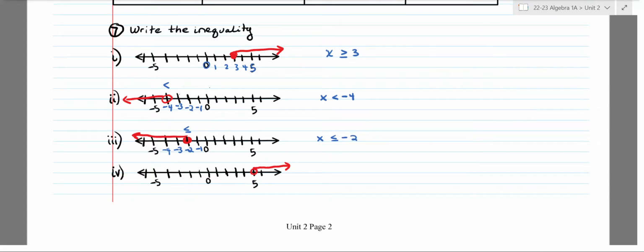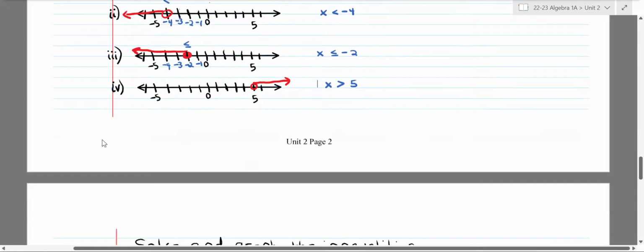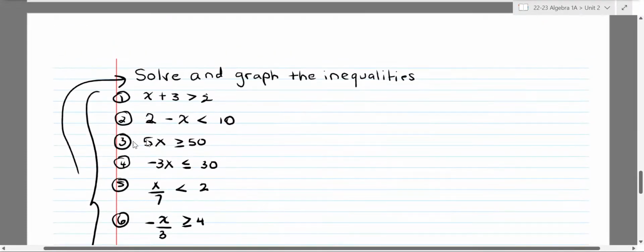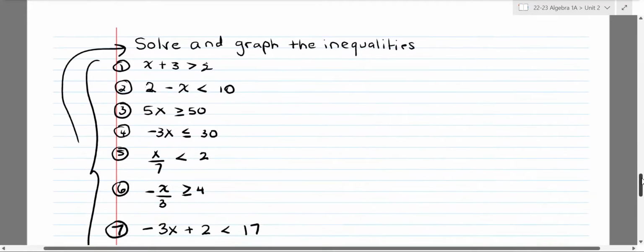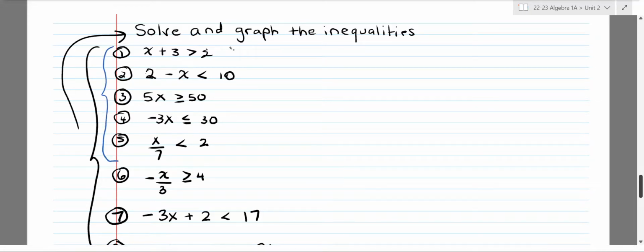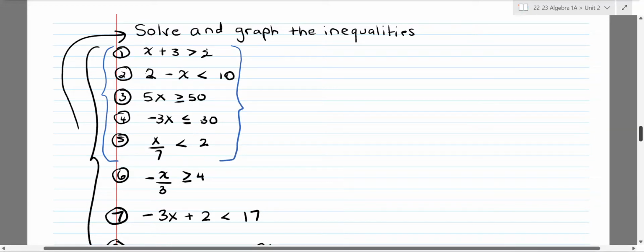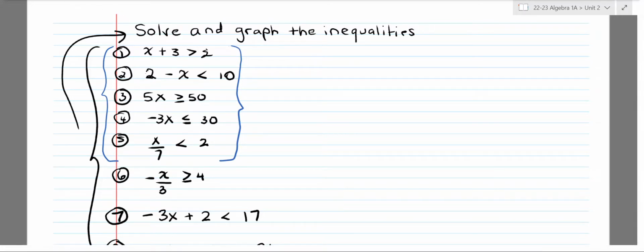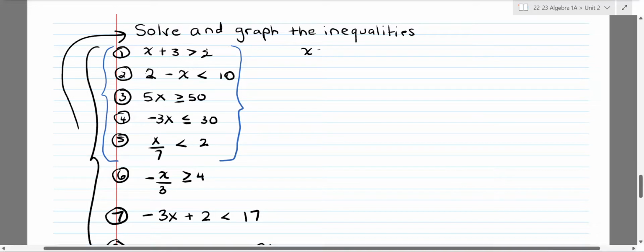And the last one is exactly on 5, so x is going to be greater than 5. No equal symbol because it's an open circle. All right, solve and graph the inequalities. And in questions 1 through 5, I'm doing the basic inequalities because my students have a bad habit of making easy questions hard for no reason when they're supposed to be easy questions. So if it looks easy, it probably is. I'm not trying to trick you. I just want to know if you're able to recognize stuff and solve what you need to solve.